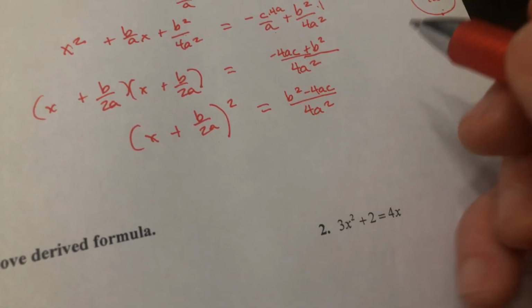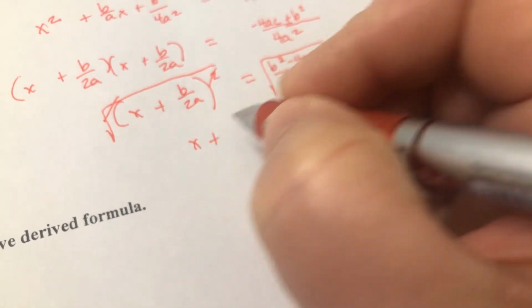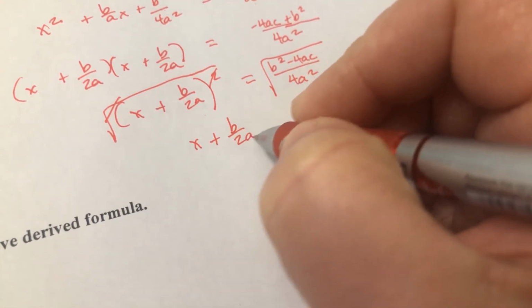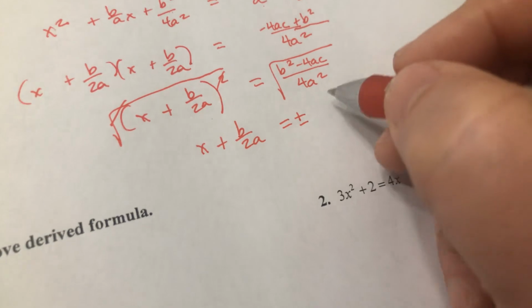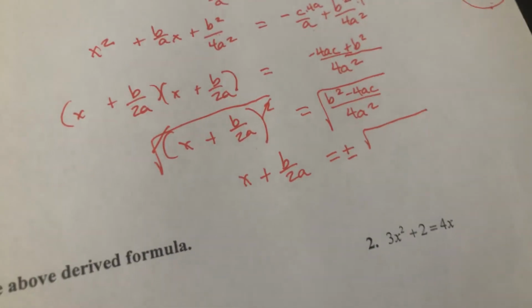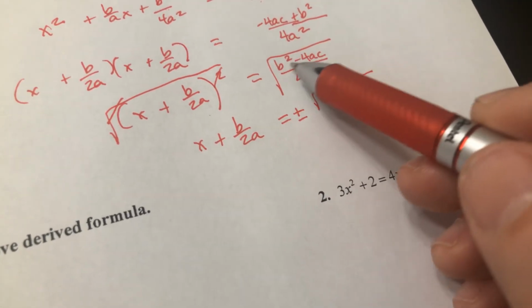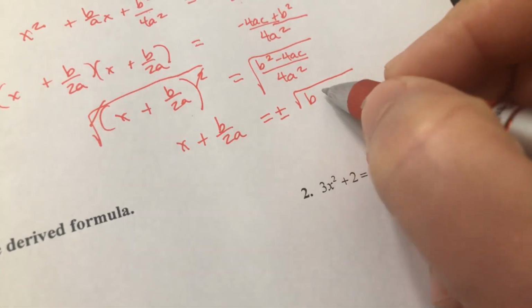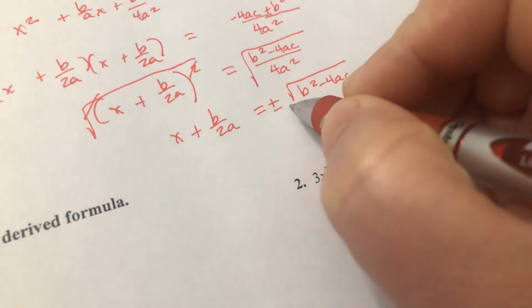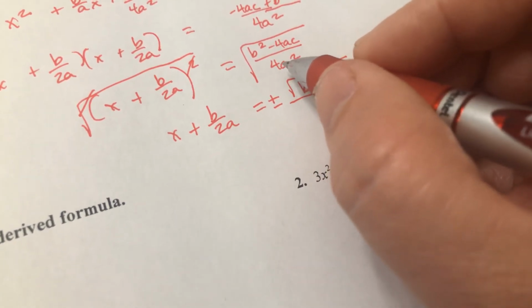So now the next step of completing the square is to take the square root of both sides. So the square and the square root cancel each other out. So we have x plus b over 2a equals plus or minus. Now, I hope you remember from last quarter that because this has adding and subtracting in it, you cannot split it up. But now the bottom doesn't have adding and subtracting, and so the square root of 4a squared is 2a.